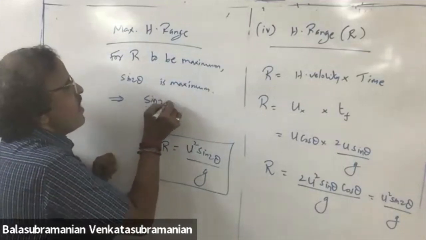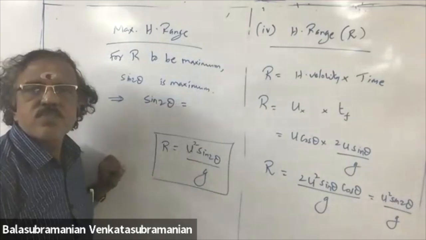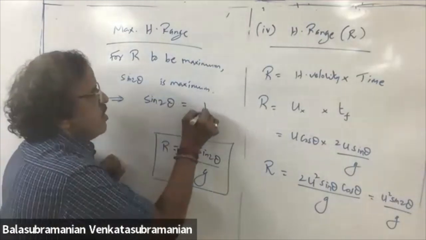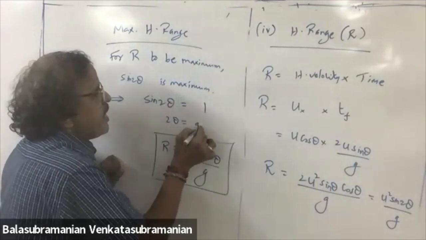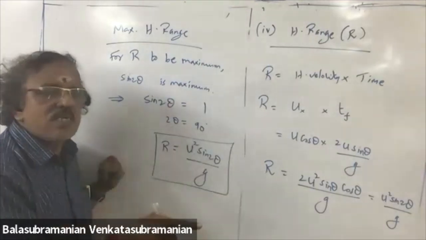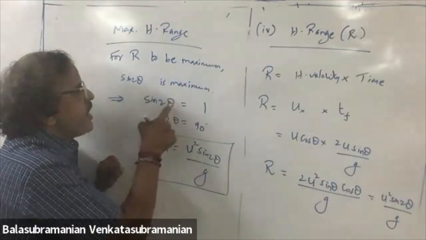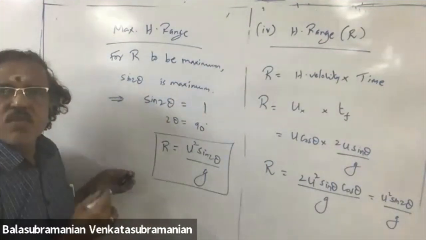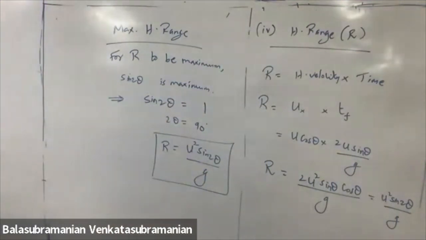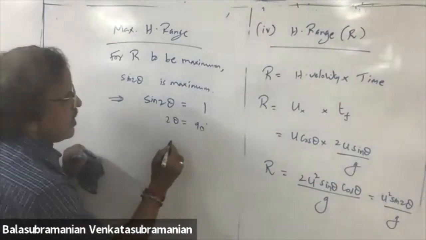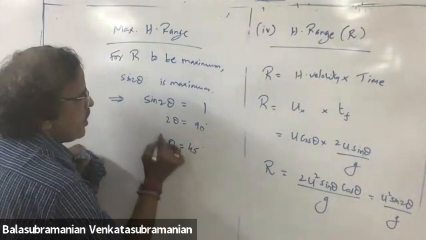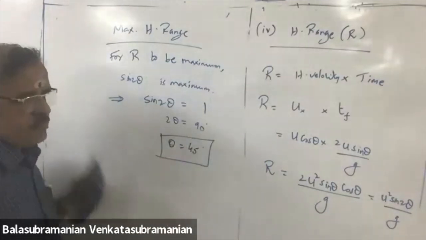what is maximum value of sin? 1. Sin of what angle should be 1? 90 degree. Sin 90 is 1. That means sin 2 theta becomes 90. When you say 2 theta is equal to 90, I can write theta is equal to 45 degree.